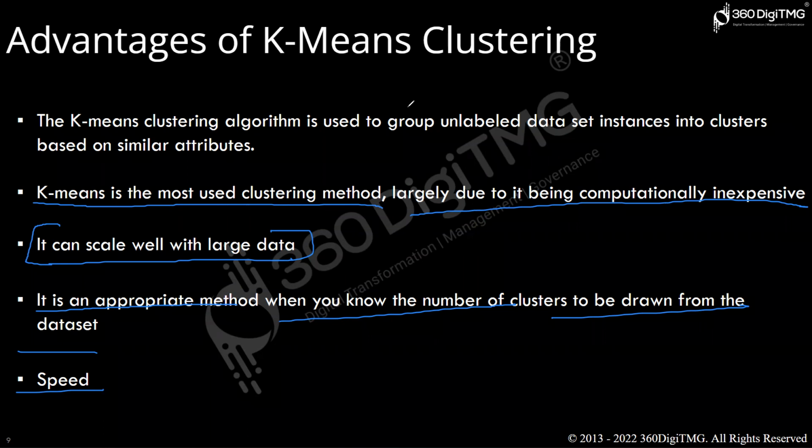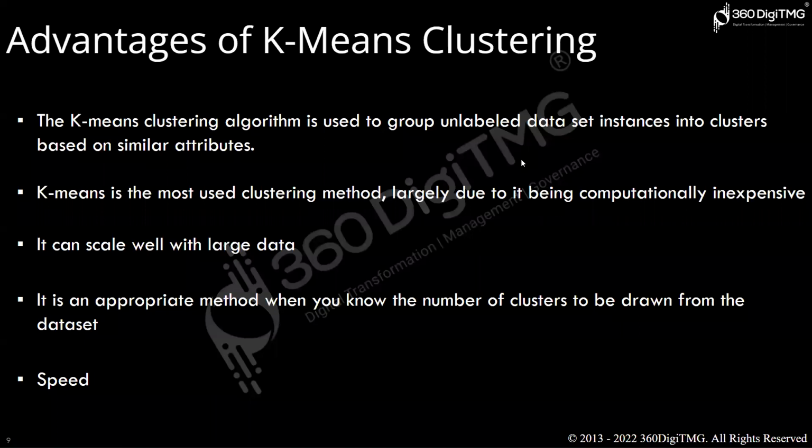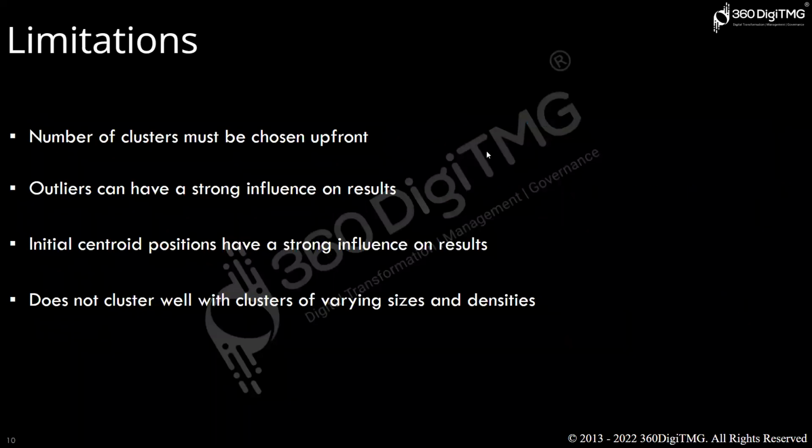We'll move on, guys. We're going to see the remaining steps. So what are the limitations? The number of clusters must be chosen upfront. Also, outliers can have a strong influence on the results. Okay, this will be a problem, guys. Outliers can have a strong influence on the result.